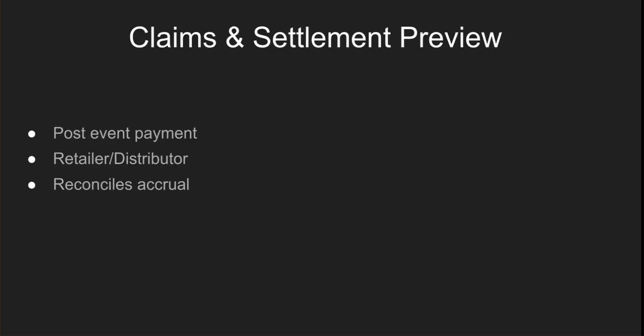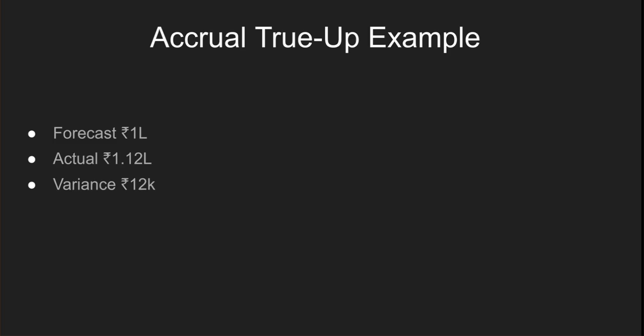Okay, let's talk about claims and settlement. Claims convert the forecasted spend into actual payments. This life cycle we already covered in the previous videos, so you can watch that video as well. Let's talk about the accrual true-up example. The accrual predicted 1 lakh rupees, but the actual claims done were 1.12 lakhs. So 12k hits the P&L.